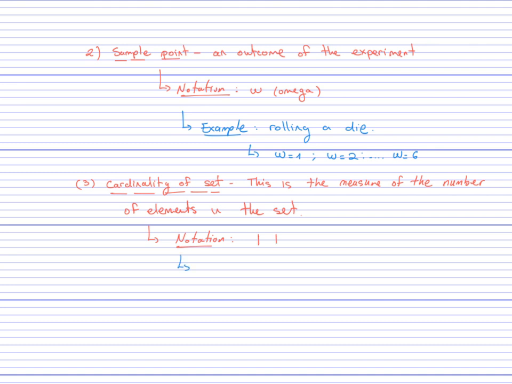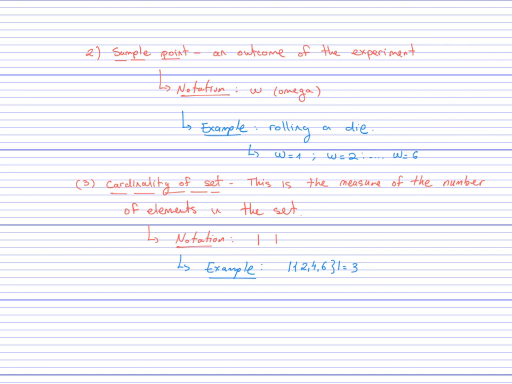For example, suppose that we have a set 2, 4, and 6. That's a set with 3 elements, 3 objects. Now I'd like to ask, what is the cardinality of this specific set? How many elements do we have here? 3. That's the answer.